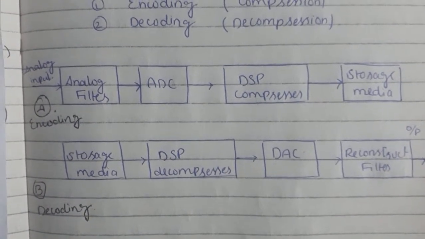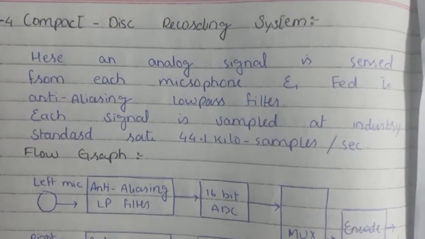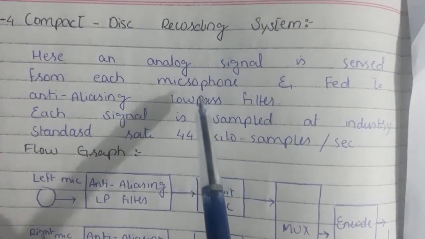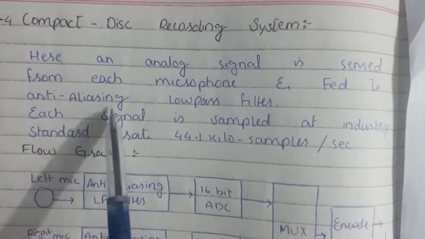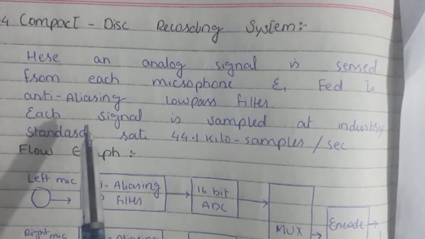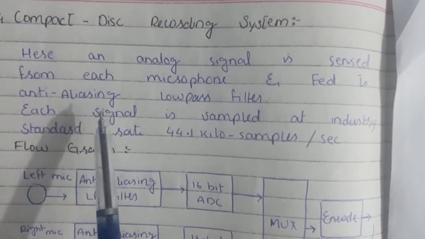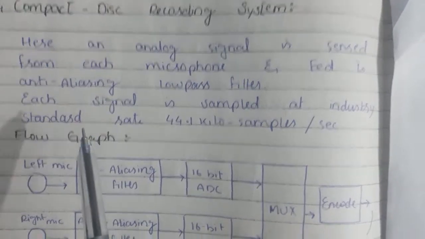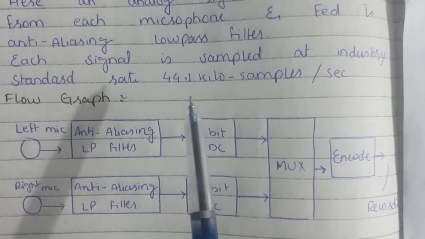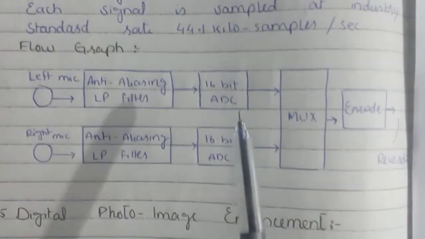Moving on to the next application, which is the compact disc recording system. Here an analog signal is sensed from each microphone, which means multiple microphones are used, and it is fed to an anti-aliasing low pass filter. The main purpose of the anti-aliasing filter is to remove upper, high frequencies and to avoid aliasing. Here we use a sampling rate of 44.1 kilo samples per second, which is the industry standard rate.